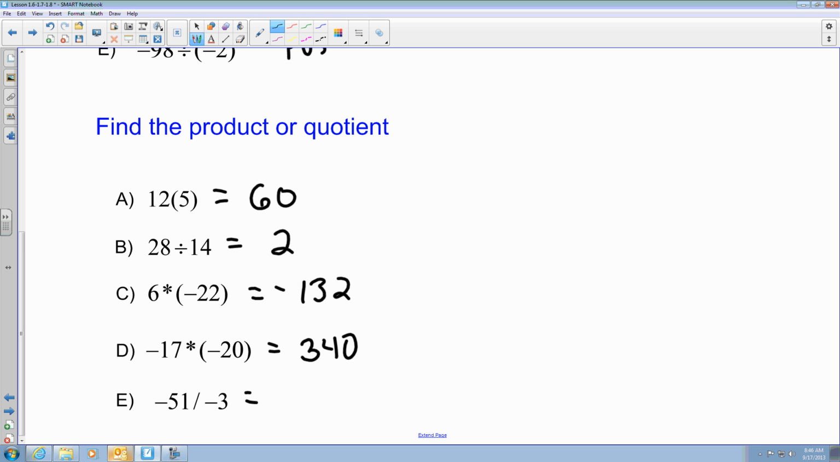For E, I have negative 51 divided by negative 3. So same sign, so I know it's going to be a positive number. It's going to be a positive 17.